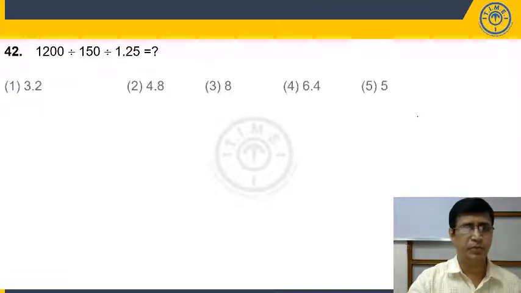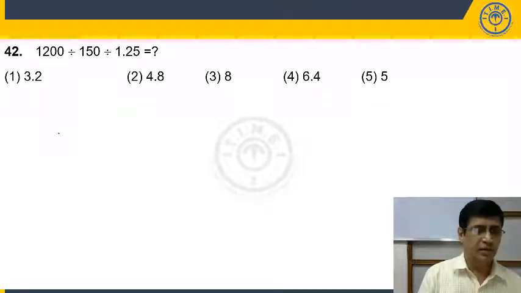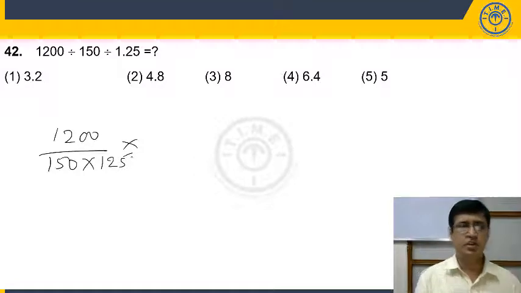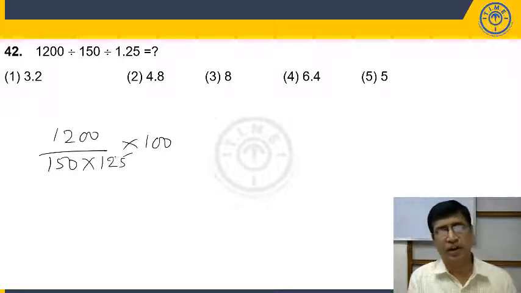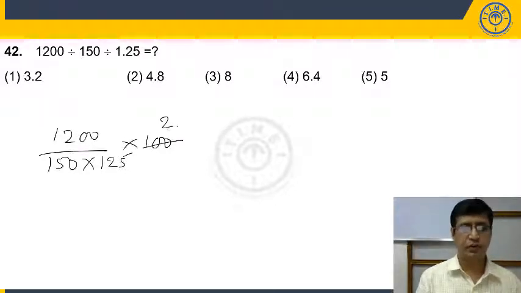Now look at the second example. Next, that is question number 42. 1200 divided by 150 divided by 1.25. For 1.25, just remove the decimal and add zeros on the other end. So what is that? 100 on the numerator side. Just multiply the number with 100 on the numerator side. What is the cancellation? Now simplify this. 3 goes exactly 4 times.